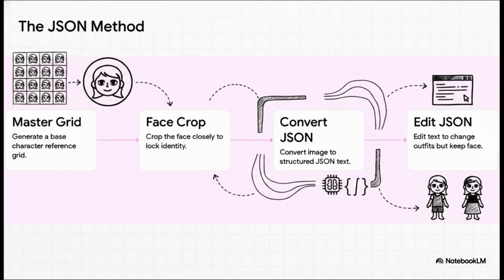And this brings us to a massive breakthrough, the JSON method. It's basically a four-step trick. First, you generate your base character reference grid. Second, you crop the face really closely to lock in that identity. Third, you convert that image into a JSON file, which, don't worry, is basically just a simple text file describing the image. And fourth, you just edit that text. This lets you seamlessly change a character's wardrobe or background with surgical precision while their face stays perfectly identical.